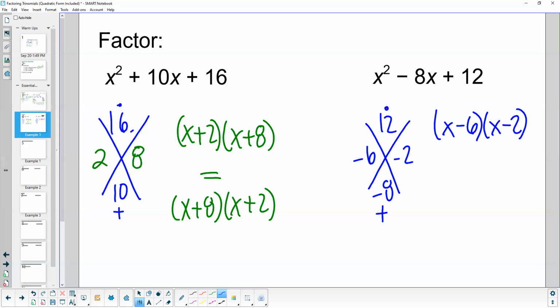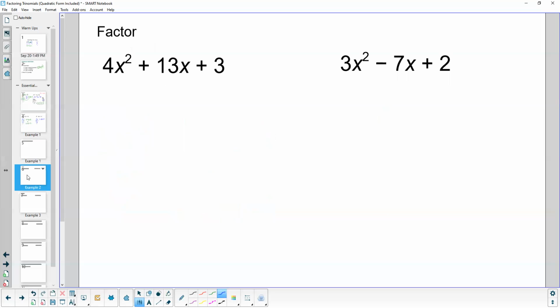But then we've got to ask ourselves, what do you do when there's a number out front? Well, in that one example, we were just able to factor it out. So let's take a look at this one. 4x squared plus 13x plus 3. Shoot. The greatest common factor here is 1. I can't factor out that 4.